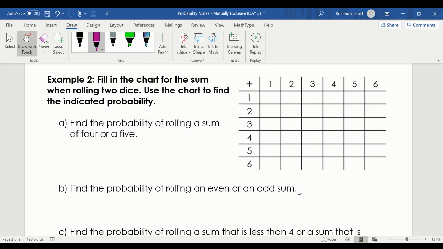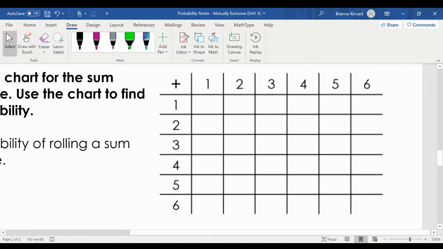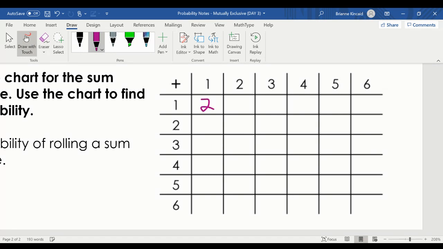Okay, for the next example, you see this a lot in probability. Fill in the chart for the sum when rolling 2 dice. Use the chart to find the indicated probability. So what we have here is, you can think of this column as the first die and this first row as the second die. So this is like I roll a 1 on each of them. That's going to give me 1 plus 1 is 2.